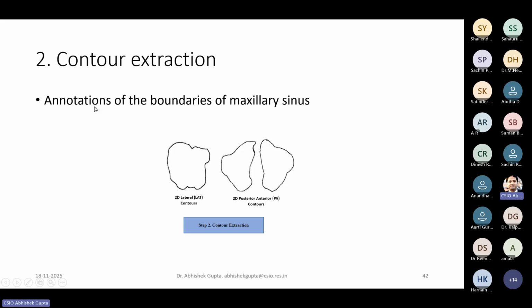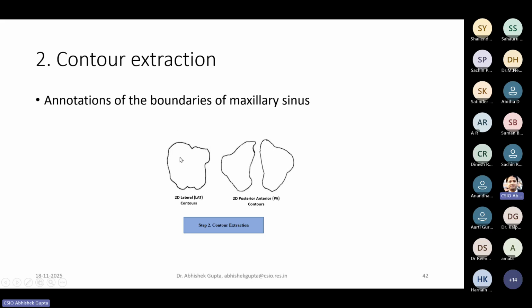The second step is the contour extraction. As I already mentioned, this is a very important step, because if the extraction of contour is not proper, or any mistake or deformity is there, then our prediction will not be accurate. So for the first time, we have used this step as a manual step. We have asked the orthodontist to extract the contours.